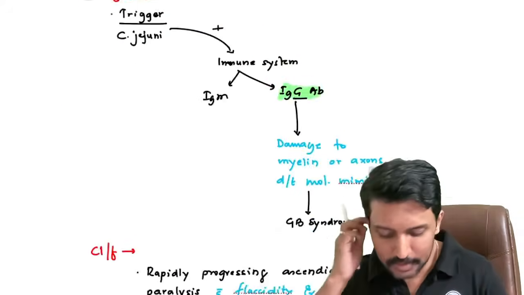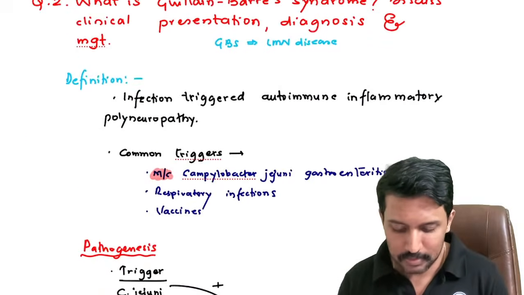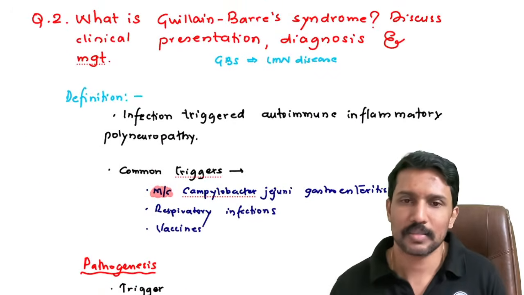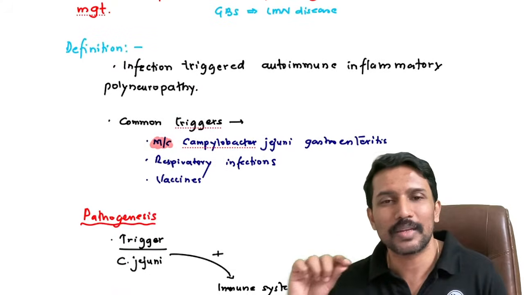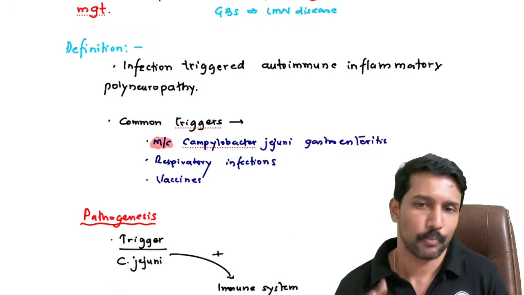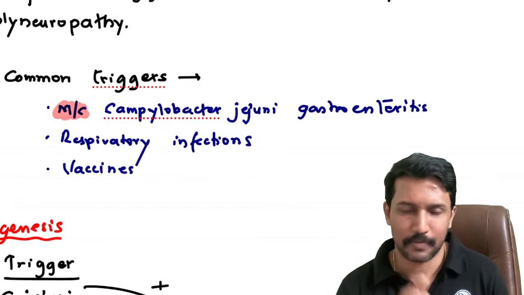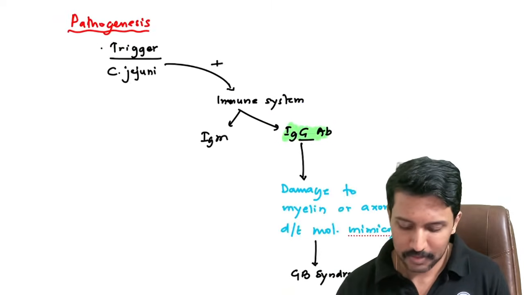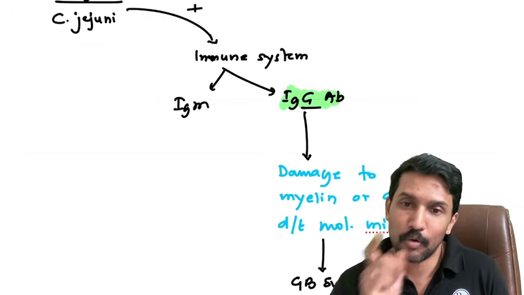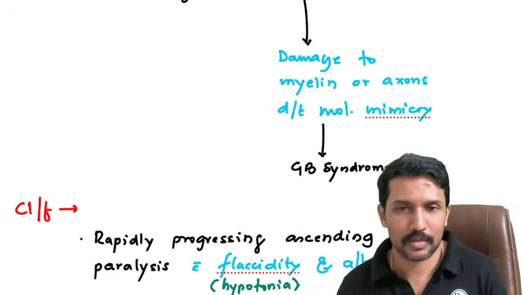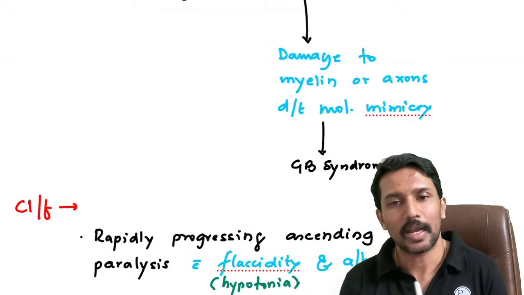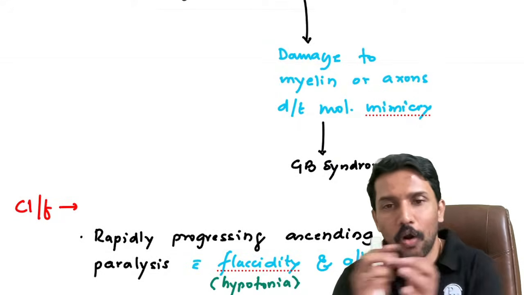GB syndrome as well. So right, let me quickly summarize what we have learned about GBS. GBS is a lower motor neuron disease. It's an infection triggered autoimmune inflammatory polyneuropathy. Most common trigger is Campylobacter jejuni infection of the GIT, but other infections can also cause it. So when infection happens, the immune system produces antibodies against those infecting microorganisms, but because of molecular mimicry, either they will cause damage to axons or myelin.